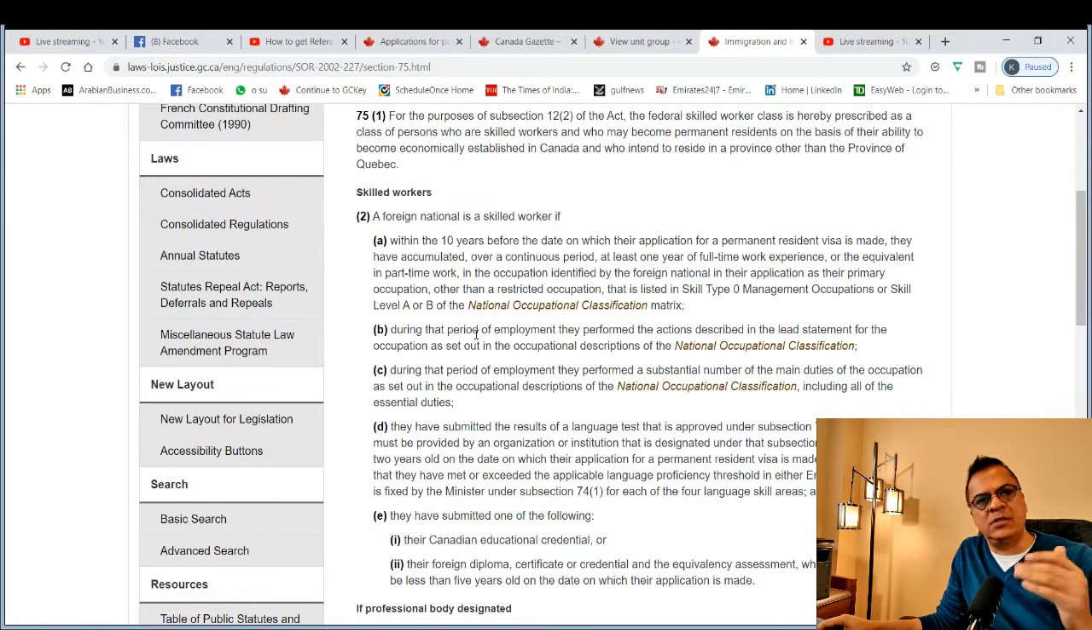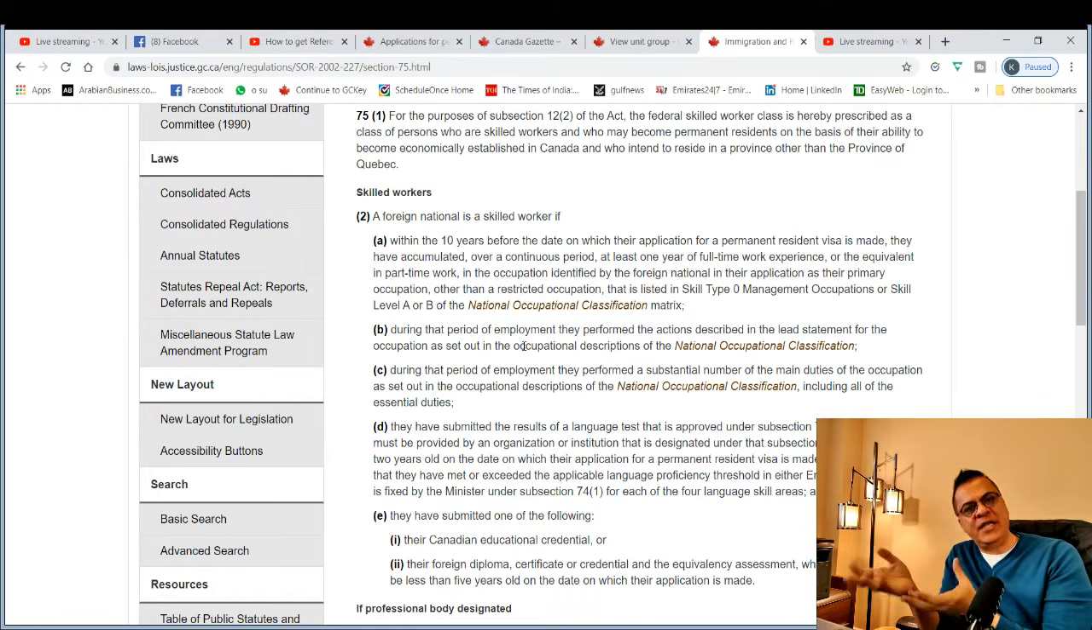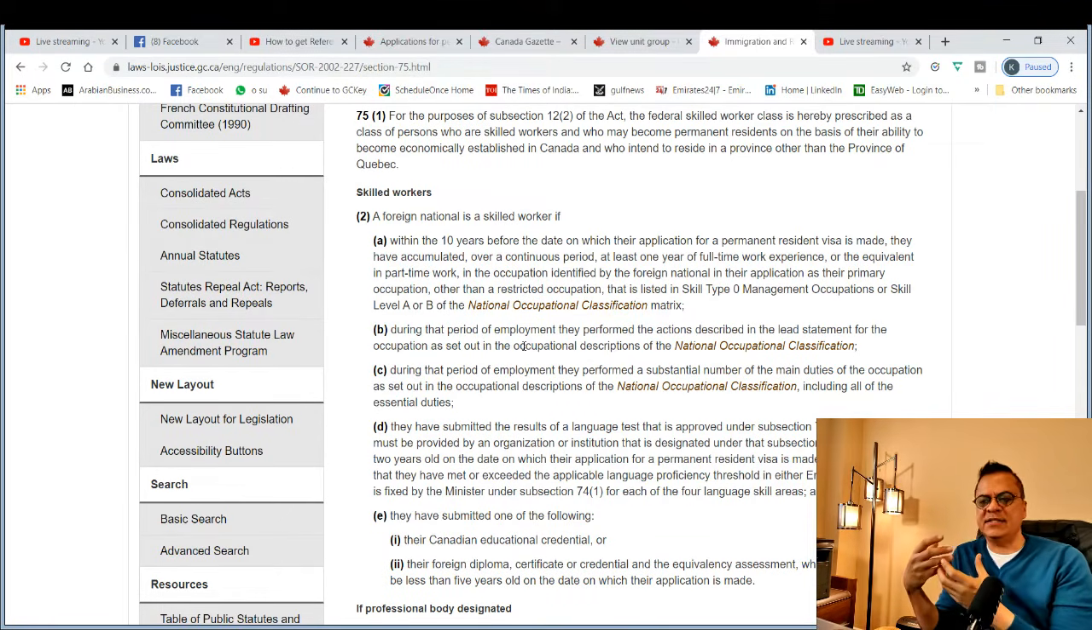The second part of it is that during that period of employment, they performed the actions described in the lead statement for the occupation as set out again in the NOC matrix. Listen guys, the reason why I'm reading through this with you is, as I said, I would like you to understand where all this originates from.